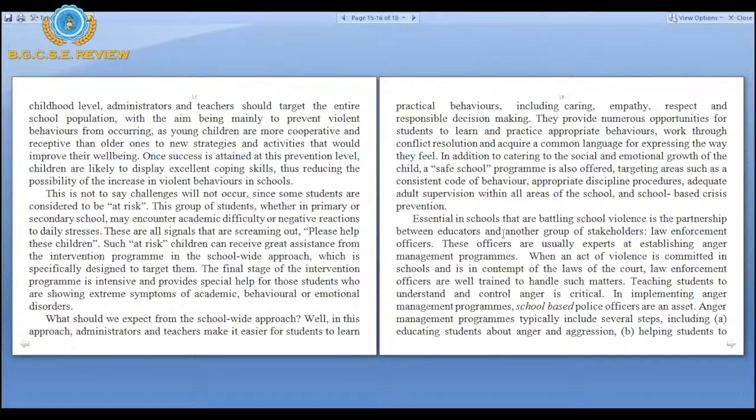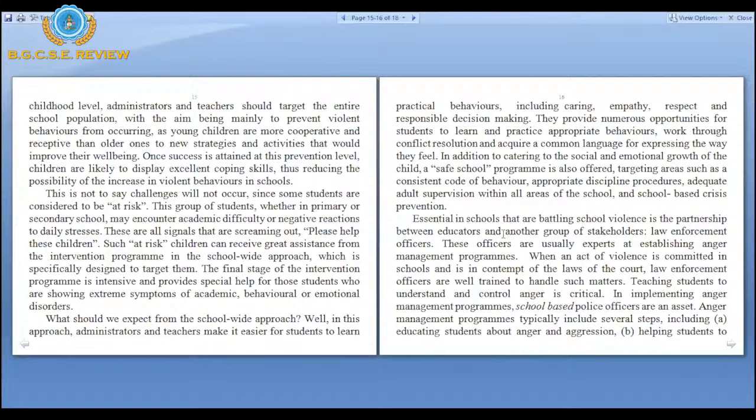This is not to say challenges will not occur, since some students are considered to be at risk. This group of students, whether in primary or secondary school, may encounter academic difficulty or negative reaction to daily stresses. These are all signals that are screaming out, please help these children. Such at-risk children can receive great assistance from the intervention program in the school-wide approach, which is specifically designed to target them. The final stage of the intervention program is extensive and provides special help for those students who are showing extreme symptoms of academic, behavioral, and emotional disorders.